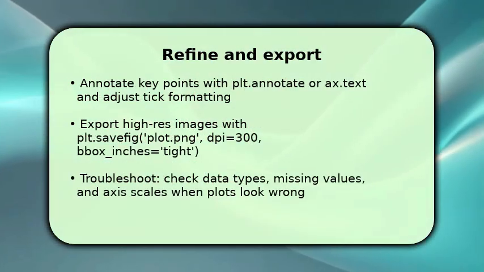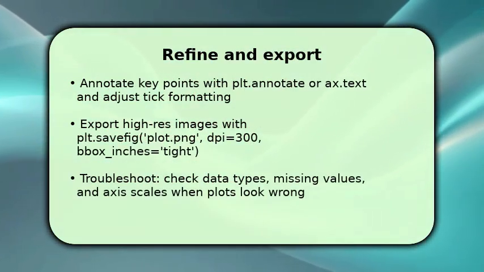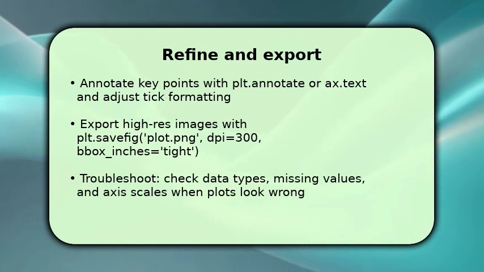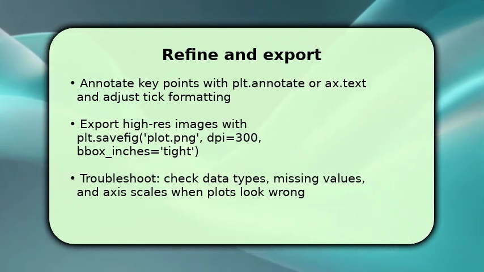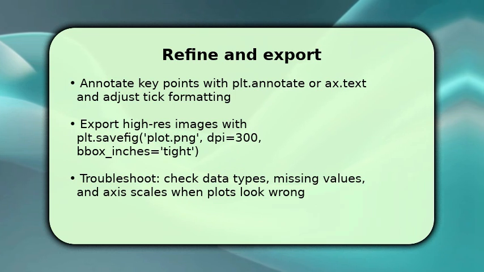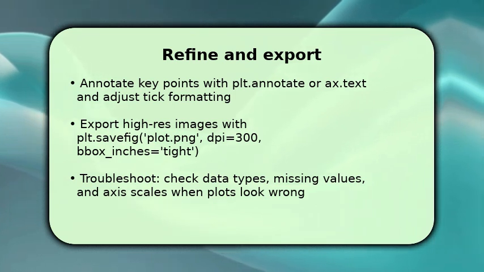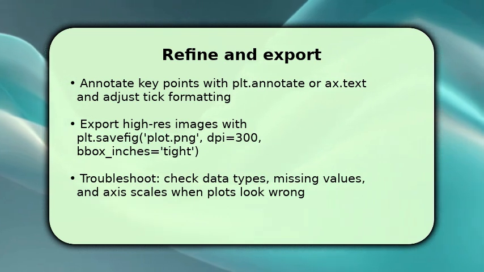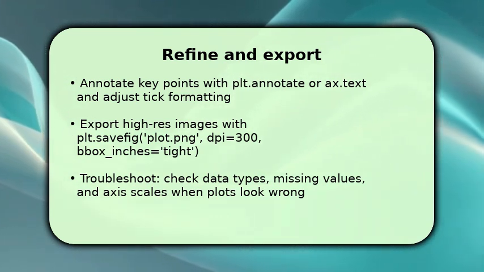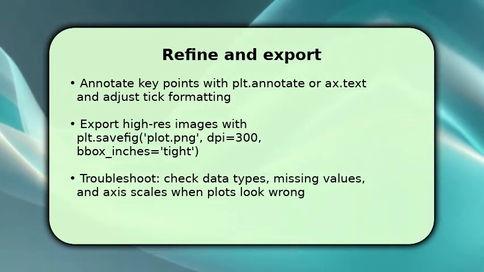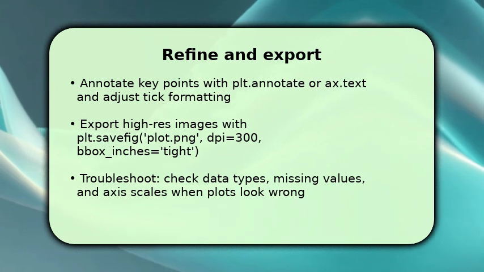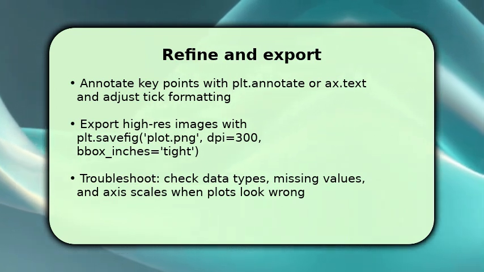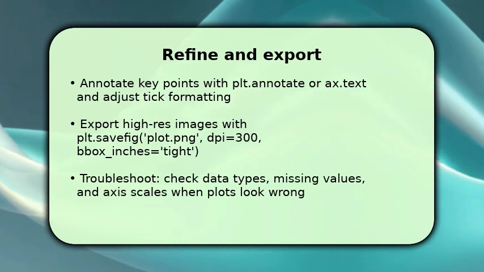You finish by refining and saving the visualization. Add annotations for highlights using plt.annotate or ax.text, adjust tick formats and scaling so numbers read easily, and tidy layout with plt.tight_layout. Once satisfied, export high-resolution images with plt.savefig, plot.png, dpi equals 300, bbox_inches equals tight, or save data for interactive tools.